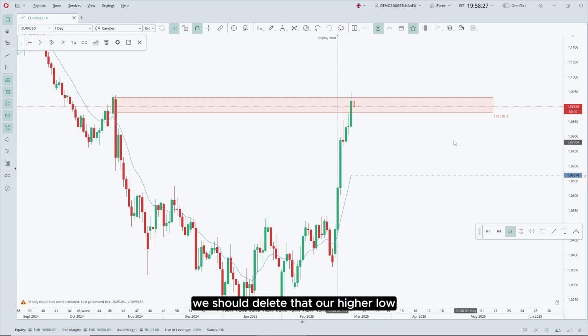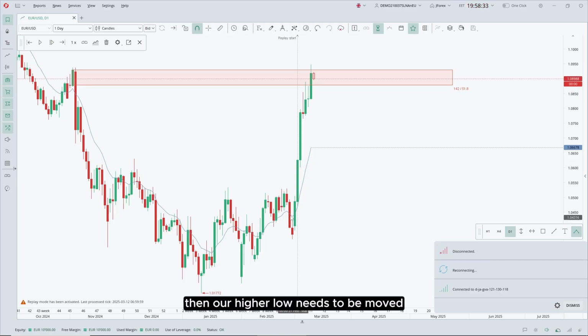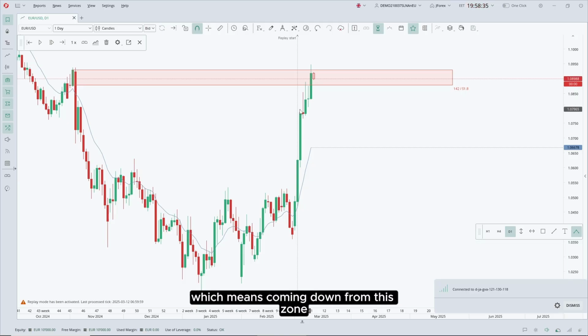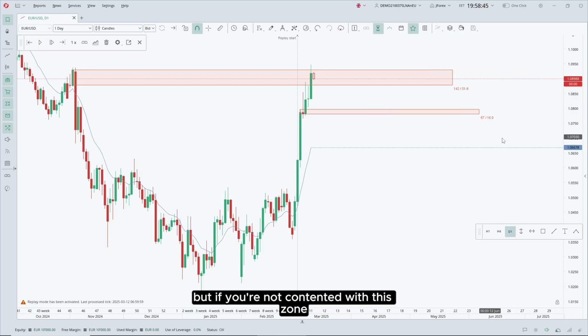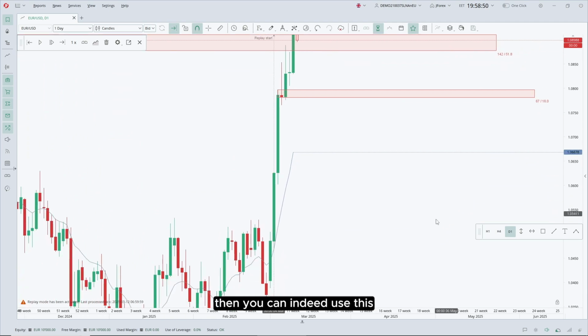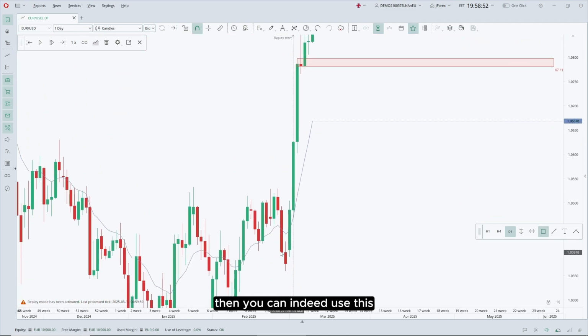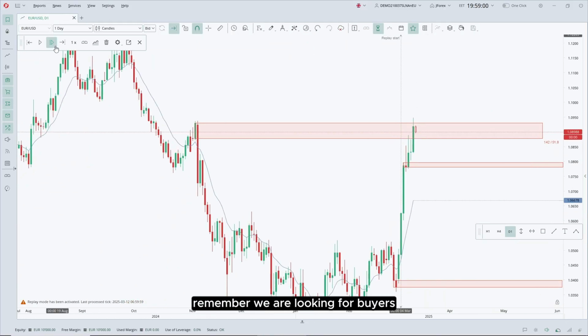We should delete that. Our higher low, once we move the high zone up, then our higher low needs to be moved, which means coming down from this zone, our next support is this area. But if you're not contented with this zone, then you can indeed use this area right here. So 2 areas. Remember, we are looking for buys.